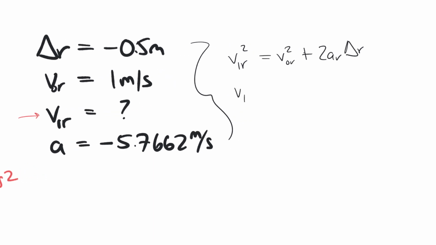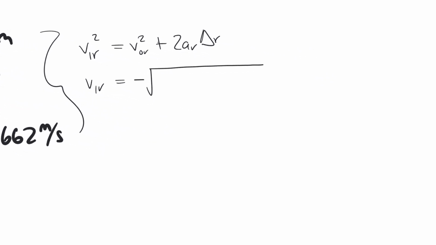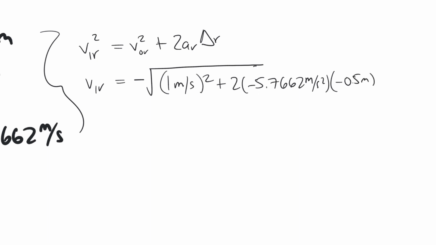So v1 in the r equals, in this case, it's going to be the negative value because it's going to be rolling down the roof. So that's down and to the left, okay, as I've defined r as being up and to the right. So v naught in the r is going to be 1 meter per second. Okay, that was the initial velocity up the roof, plus 2 times the acceleration down the roof. So it's got a negative sign because it's down the roof, 5.7662 meters per second squared. And the delta r is, it's going to end up down the roof by 0.5 meter. Okay, v1 in the r equals negative 2.6012 meters per second. Sweet.